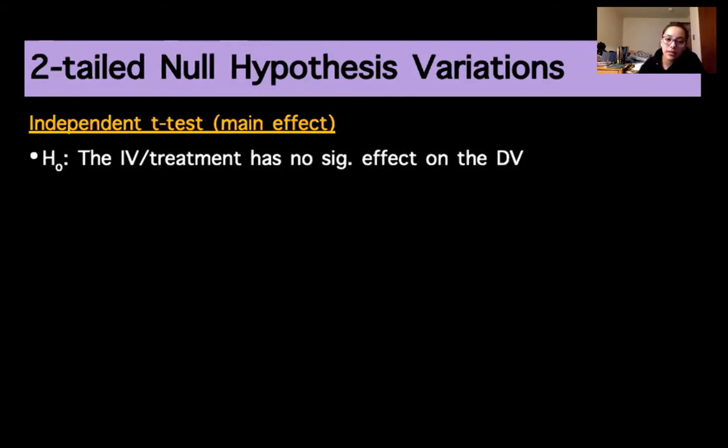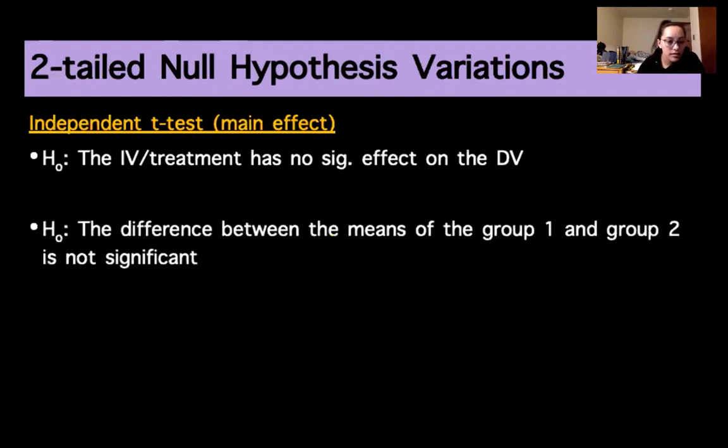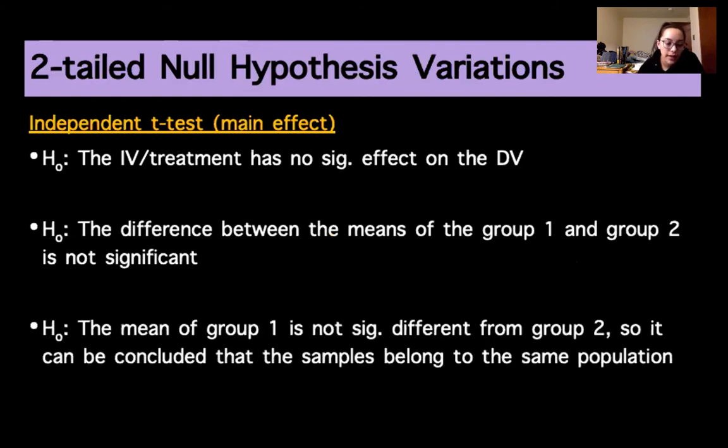one sample t-test we looked at before, where the independent variable, or the treatment, exposure, intervention, whatever our manipulated variable is, has no effect on the dependent variable outcome. We could reword this to say that the difference between the means of group 1 and group 2 is not significant. We could also say that the mean of group 1 is not significantly different from group 2. Thus, both samples belong to the same population. The means are equal. There is no significant difference.